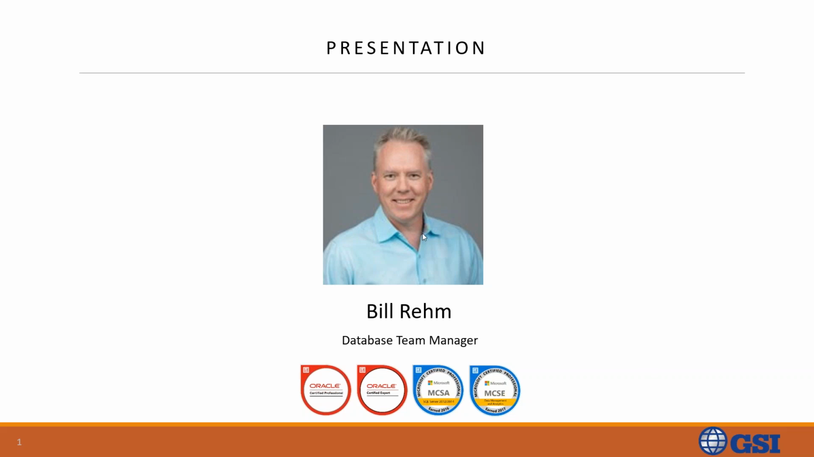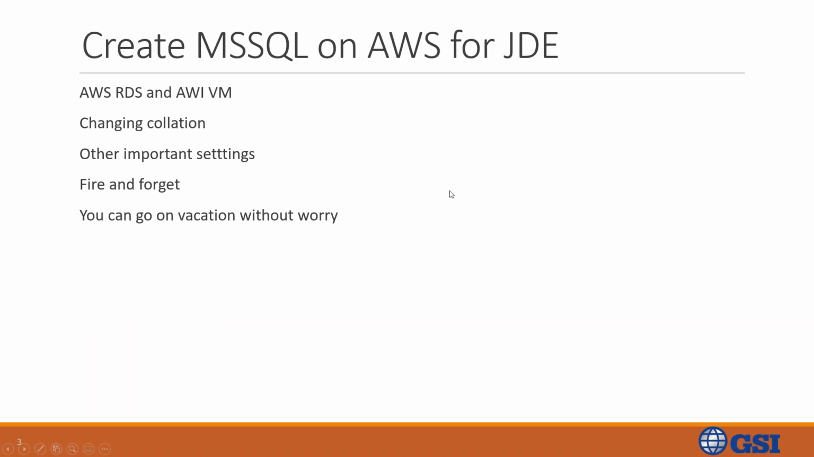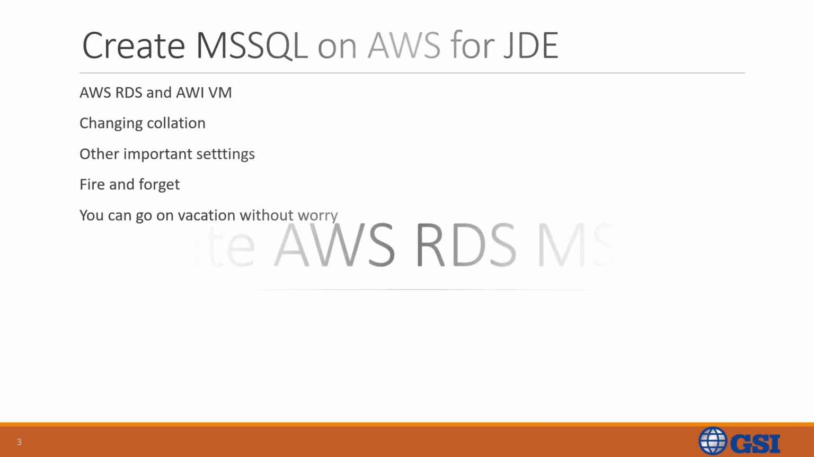So let's get to the meat of our presentation here, which is configuring SQL Server for Amazon Web Services, making it work with JD Edwards. There's a few things you got to worry about when you're creating any kind of SQL Server database. Changing the collation is number one. There's a bunch of other important settings, like RCSI and things like that. I'll talk about that in a little bit, but I'm really going to go through the nuts and bolts of actually creating the instance and what you got to do after that.